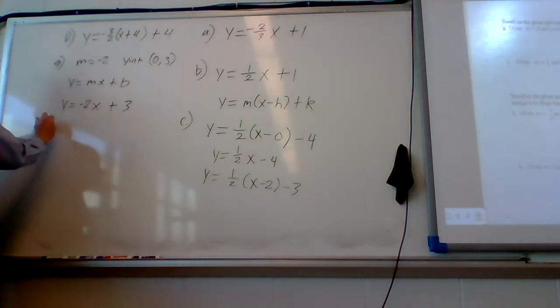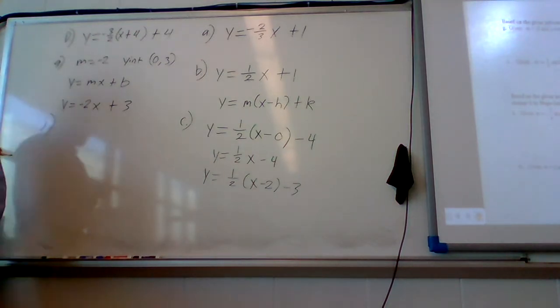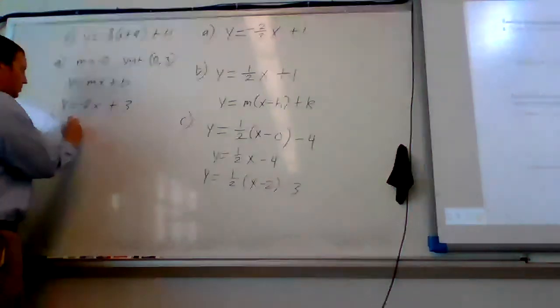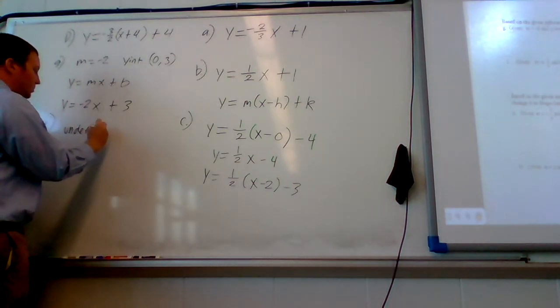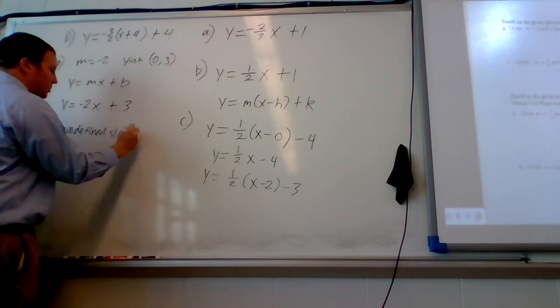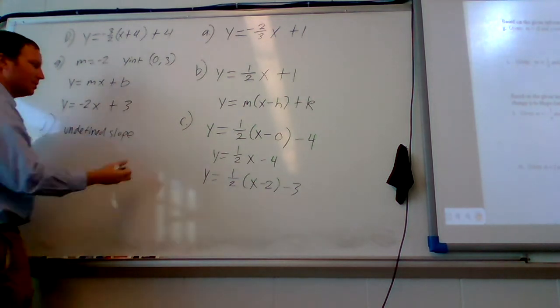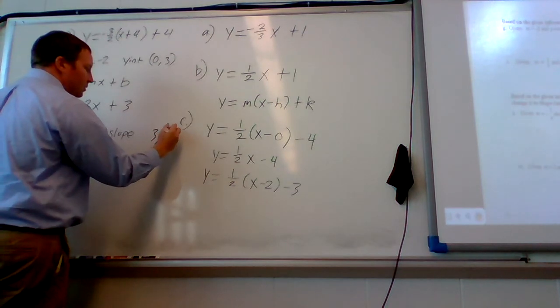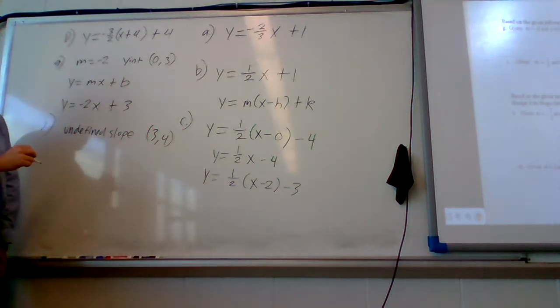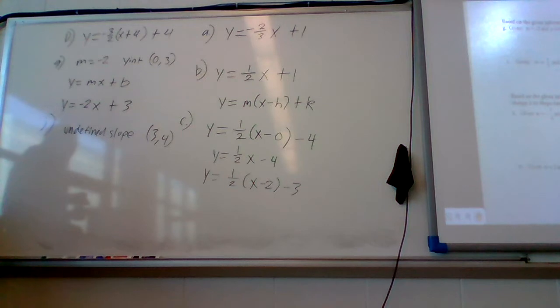J is a little bit different. J says we have an undefined slope and we have the point of 3, is that -4? No, 3, 4. Okay. What does it mean if we have an undefined slope?